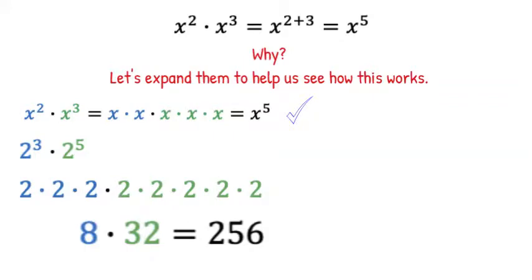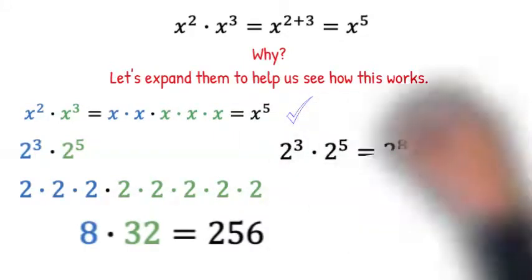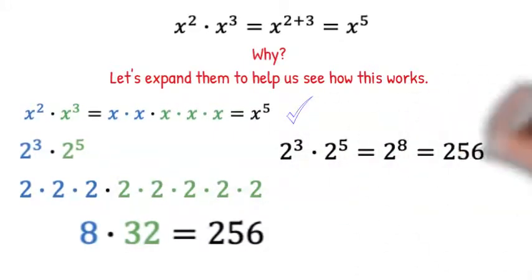If we apply the product rule, we would have 2 to the 3 times 2 to the 5. Notice it has the same base, and we add the exponents to get 2 to the 8, and if we evaluated 2 to the 8 in a calculator, we would get 256, the same thing we got before.